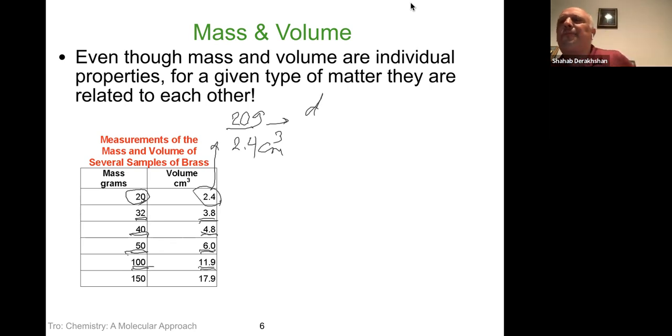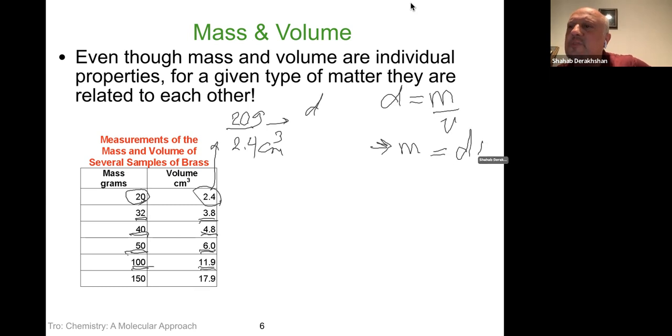Let me actually use it here. So what I'm going to do is that we agreed that density is mass over volume. I can rephrase this equation in this form. I can write that mass is equal to density times volume.